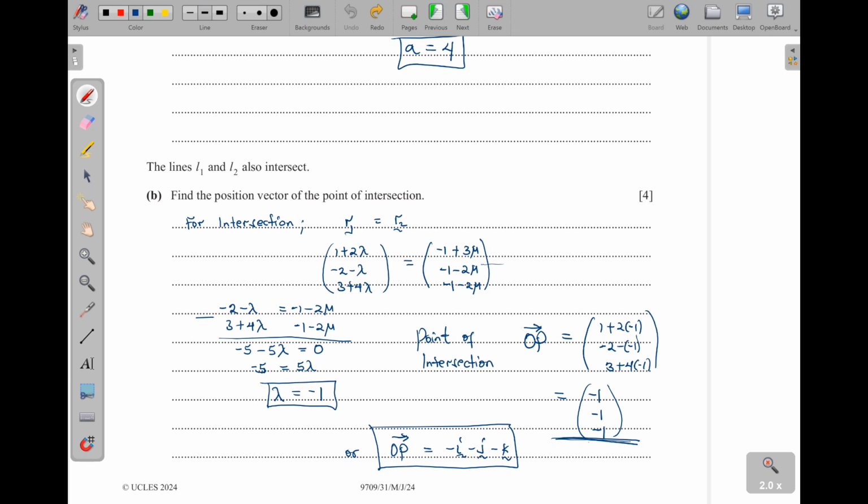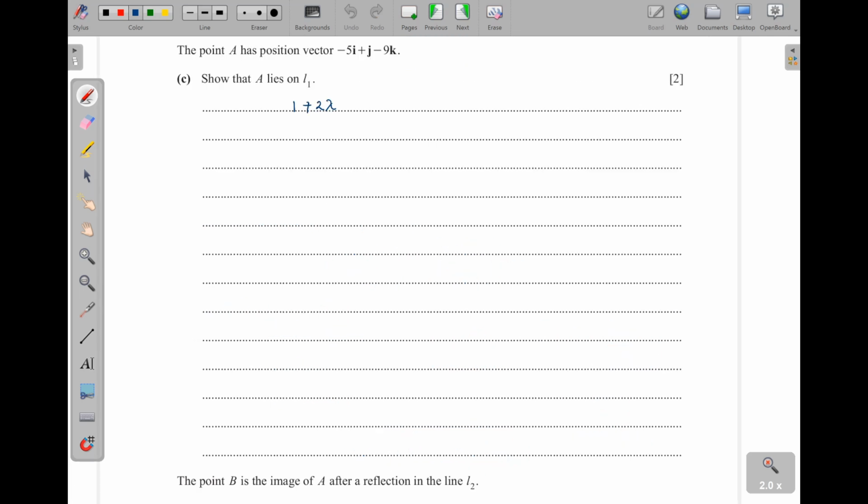So I'll shift this and then put it the other side. So 1 plus 2 lambda, then -2 minus lambda, and then I have 3 plus 4 lambda. Then I equate to this one. Since this is the position vector of the point that lies on that line, then the x coordinate here has to be equal to this -5, the y coordinate has to be equal to the one that is here, and then the z coordinate has to be equal to this 9.